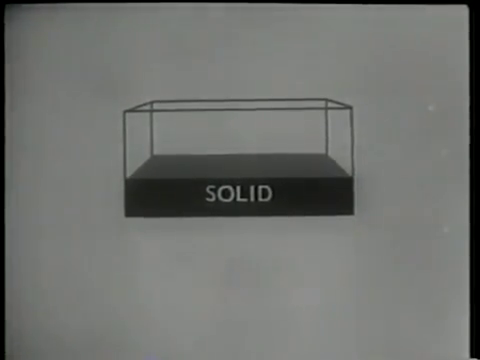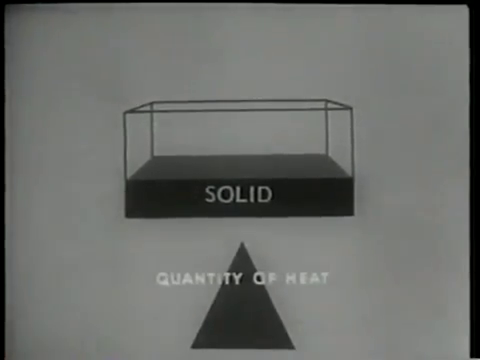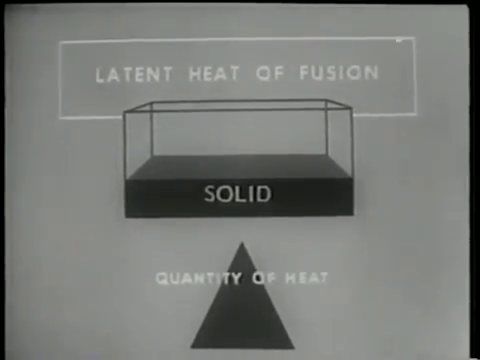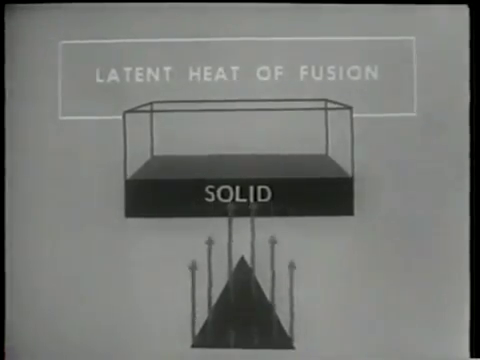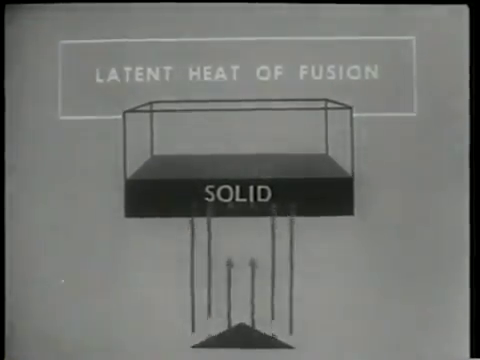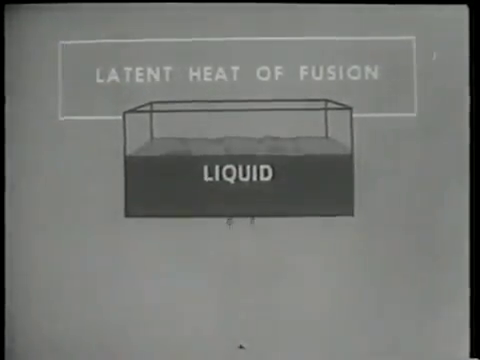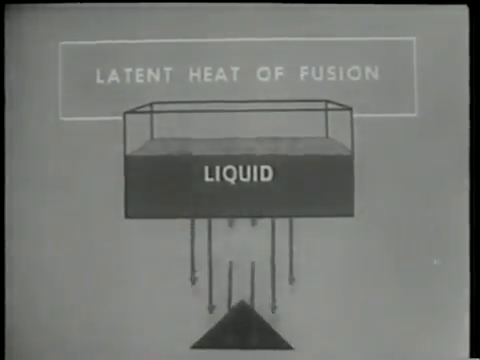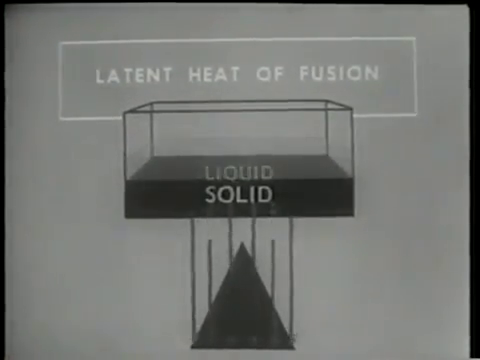For any substance, there are two distinct quantities of heat involved in changes of state. The first, latent heat of fusion, is the quantity of heat that must be absorbed by the substance in the solid state in order for it to change to a liquid, or that must be removed from the liquid if it is to return to the solid state.